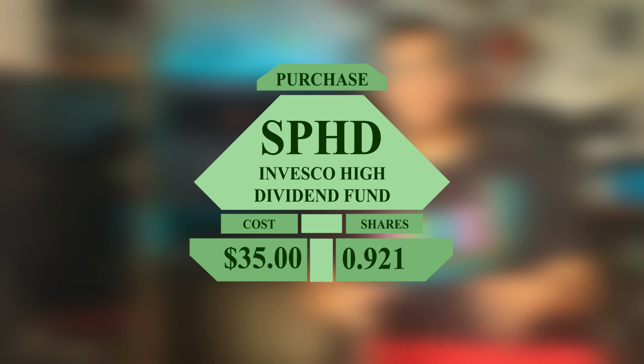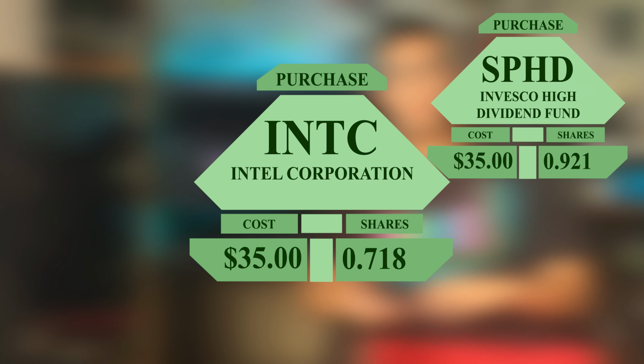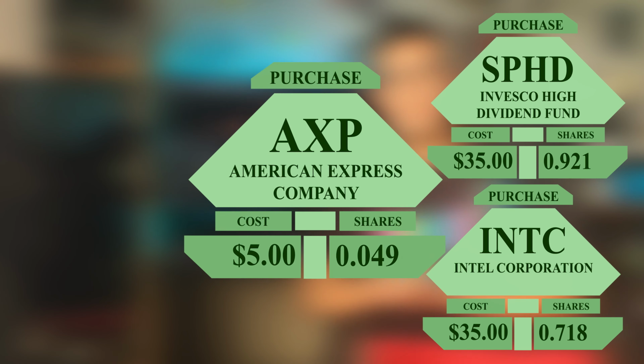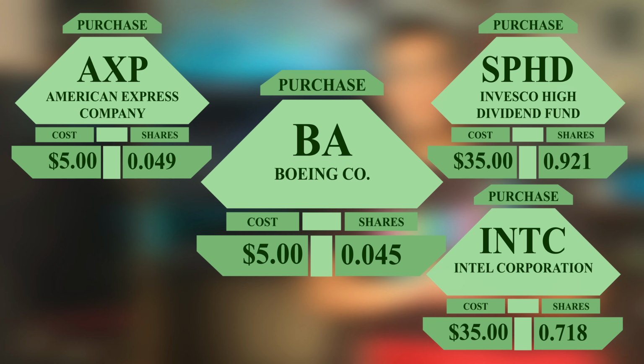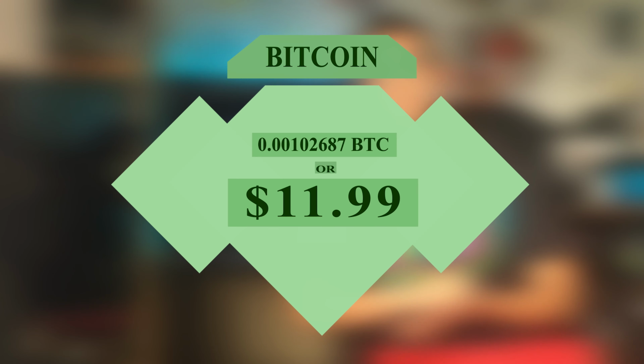I purchased $35 of Invesco High Dividend Income Fund, SPHD, $35 of Intel Corporation, ticker symbol INTC, $5 of American Express Company, ticker symbol AXP, and $5 of Boeing, ticker symbol BA. That increased our annual dividend income from $68.62 to $71.59. I also deposited a little bit more Bitcoin. I put 0.0010267 Bitcoin, or $11.99 into my crypto wallet.